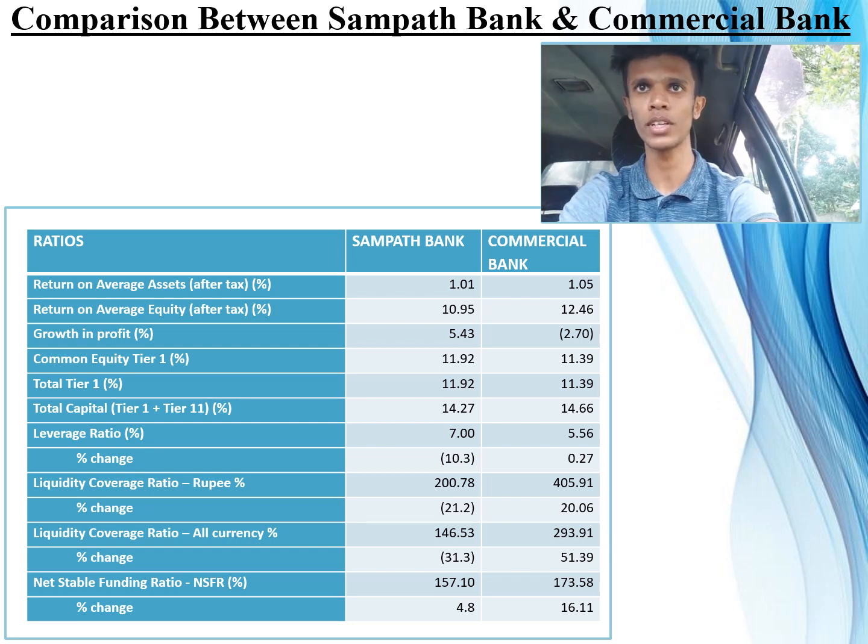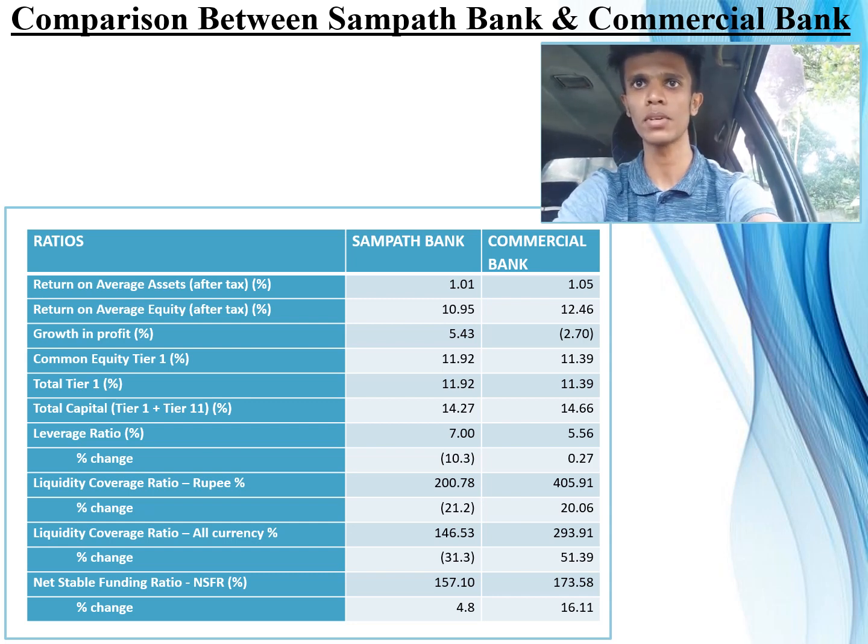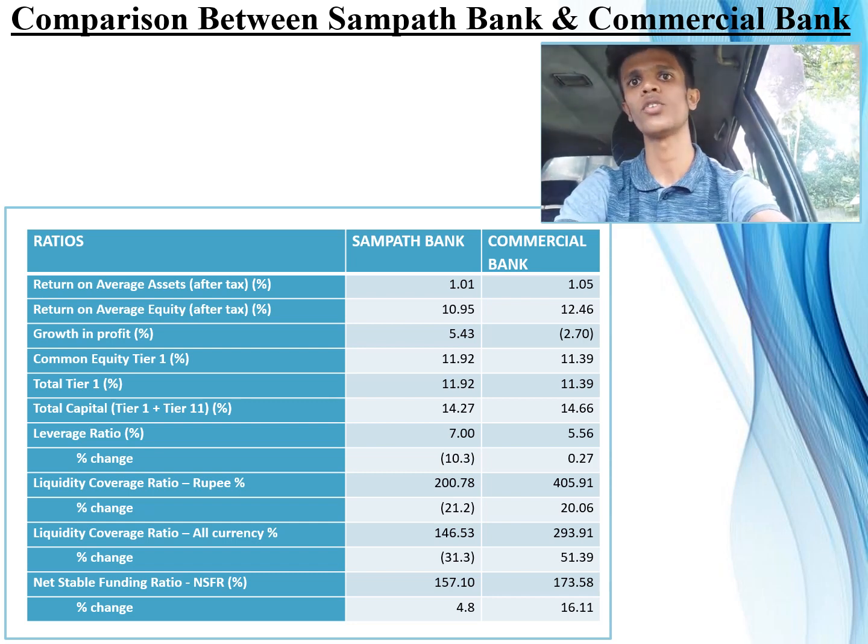The fourth ratio is common equity Tier 1. Sampath Bank's common equity Tier 1 is 11.92% and Commercial Bank's common equity Tier 1 is 11.39%. Sampath Bank has a higher capital ratio compared to the Commercial Bank. This indicates that Sampath Bank has a stronger capital base to absorb potential losses and is better positioned to meet regulatory requirements.